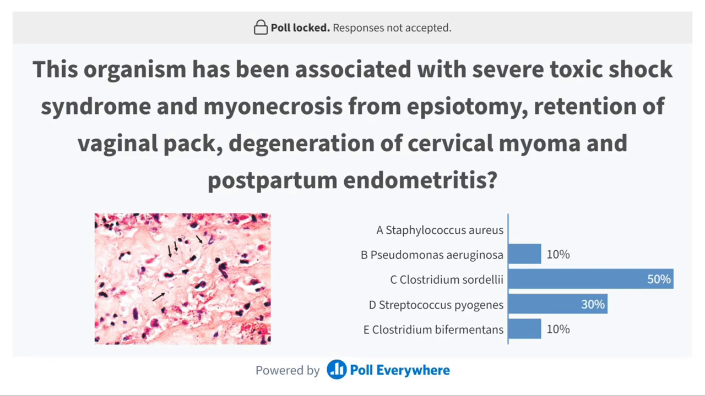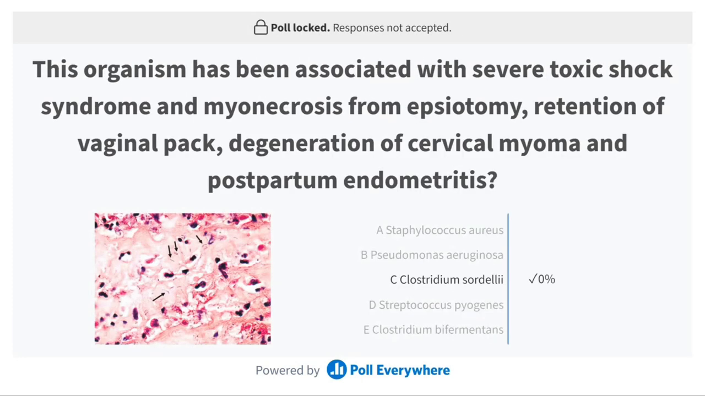And also actually Pseudomonas does produce some toxin as well, but not into that clinical syndrome of toxic shock syndrome, right? So Staph aureus, probably not your usual vaginal flora, and neither is Pseudomonas. Strep pyogenes is group A strep. Again, remember, group A strep has been more implicated with colonization of healthcare workers. Then it comes down to these two Clostridium species, and the correct answer is Clostridium sordellii.